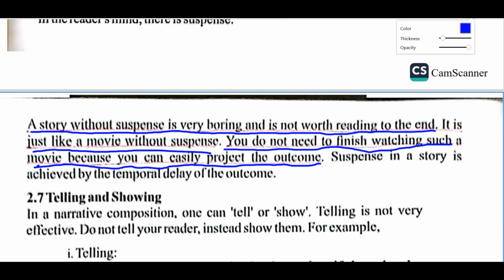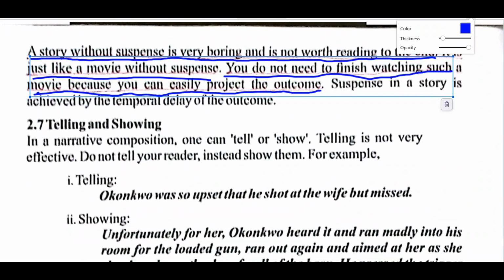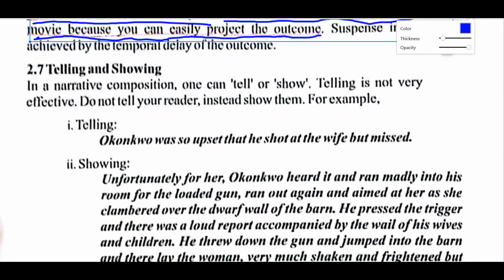You want to know more. You want to know what happened to that person you love in that movie. Then we move on to telling and showing. So there is a difference. When you are writing a narrative composition, you can either tell a story or you can show a story.